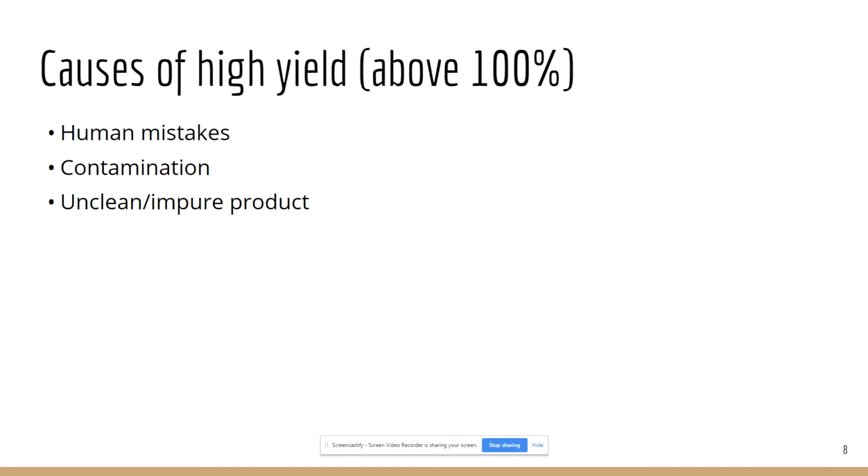Pause here. So causes of high yield, these are a little bit different. If you get something above 100%, that means you did something wrong because you can't violate the law of conservation of mass. So that's a mistake, like you didn't dry your product. That's usually the reason. Contamination, usually from water, or that the product is unclean or impure in some other way, shape, or form.